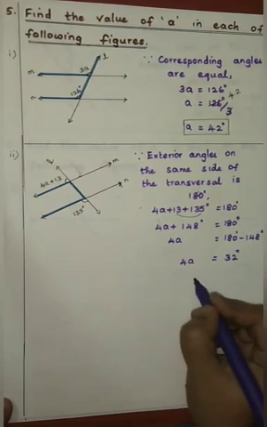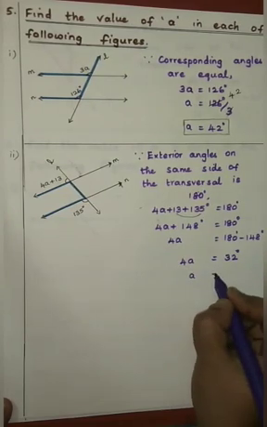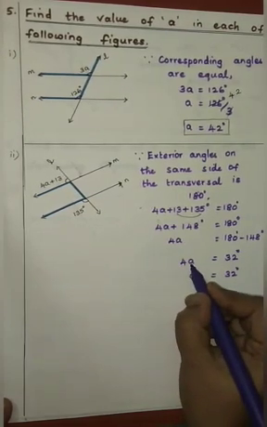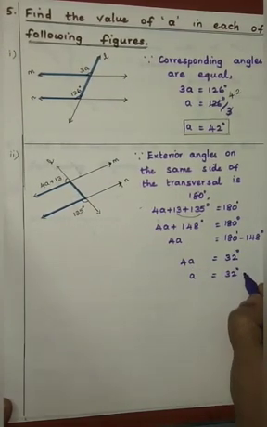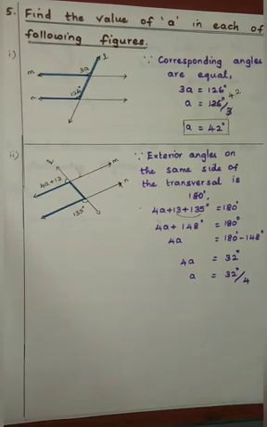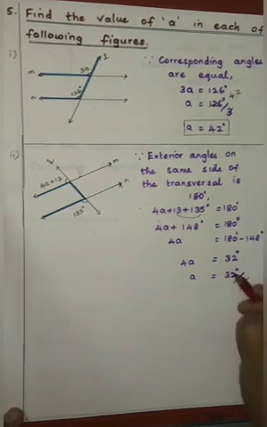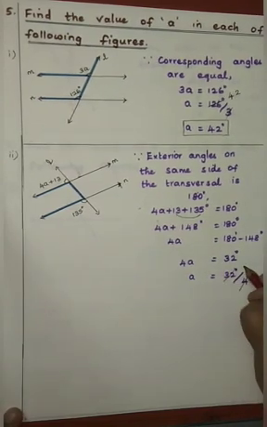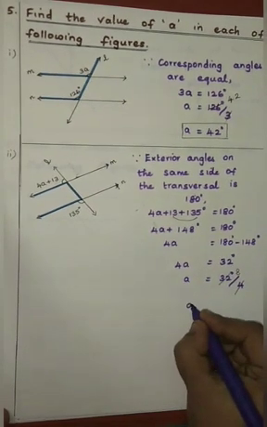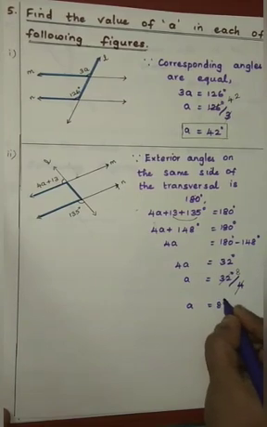Now bring this 4 to the other side. Here 4 is multiplied by A. So when you take to the other side, you divide this 32 degrees by 4. How many times 4 goes in 32? 8 degrees. So A is equal to 8 degrees.